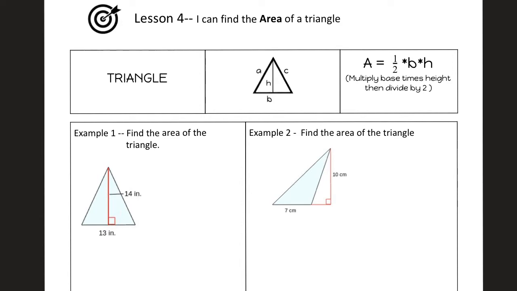So for a triangle, the area is 1/2 of the base. So here's our base times the height. Okay? So all you really have to do is take the base times the height and then divide it by 2.